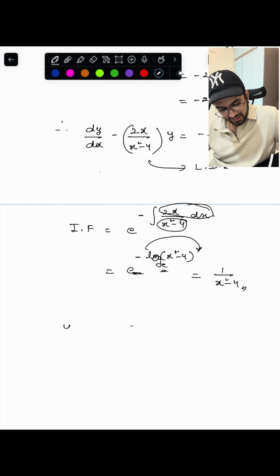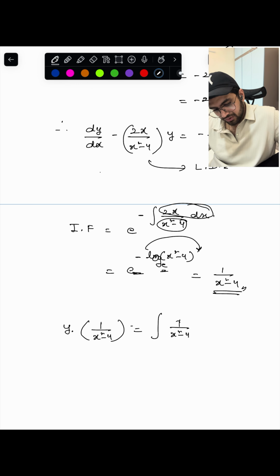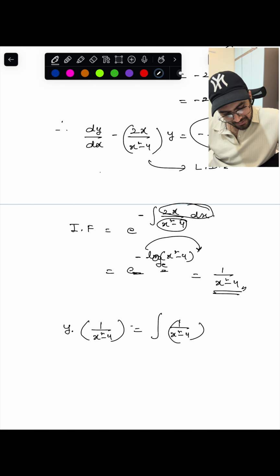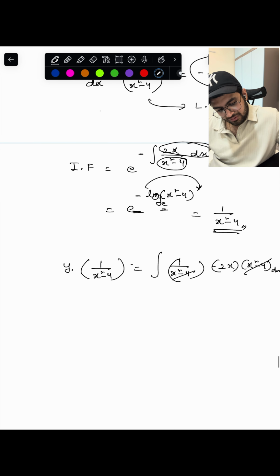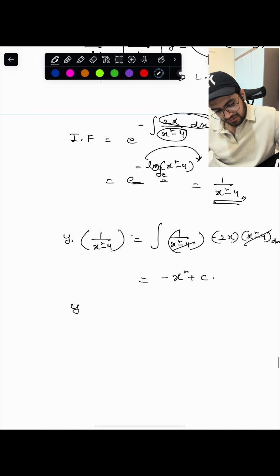So from this you can directly write y into the integrating factor, that means y times 1/(x² − 4), equals integral of the integrating factor into Q of x. Q of x means this part, minus 2x into (x² − 4) dx. This cancels out, so you will be getting integration of minus 2x, that means minus x² plus c. So y equals (−x² + c) into (x² − 4).